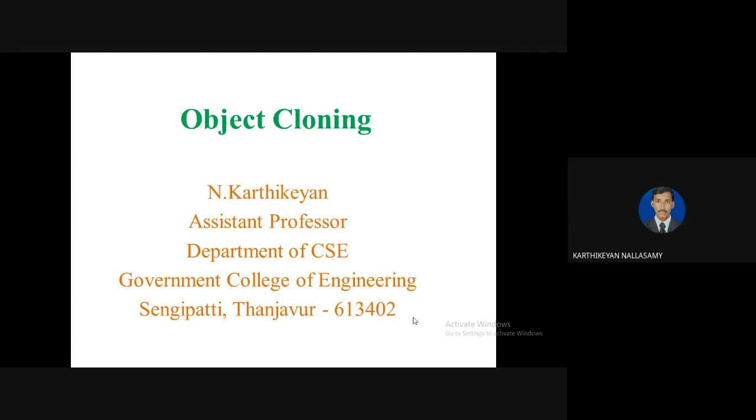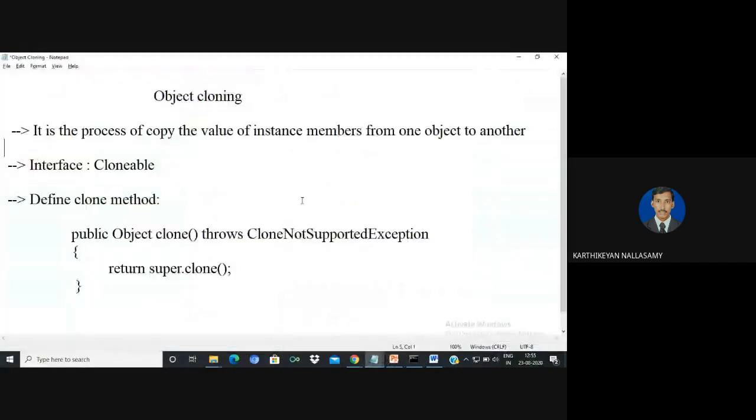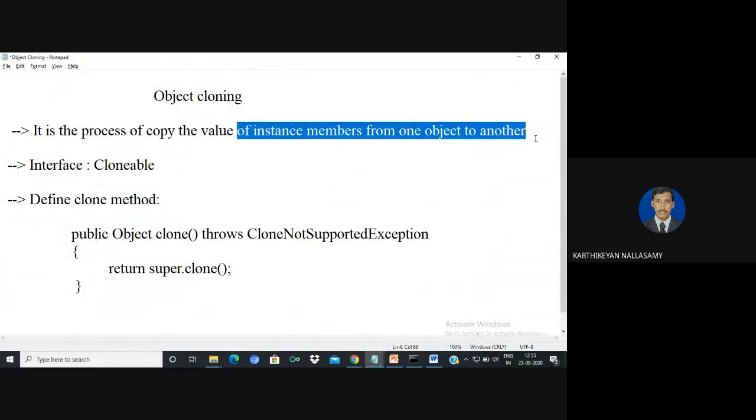In this video, I'm going to explain the concept of object cloning. Object cloning is the process of copying the instance values from one object into another object without copying its reference. We know that whenever we assign one object to another object, it normally takes the reference of that object. Instead of copying the value, it takes only the reference, so that it points to the same memory location. But with the help of object cloning, you copy the values of the instance members from one object into another object without using any reference.